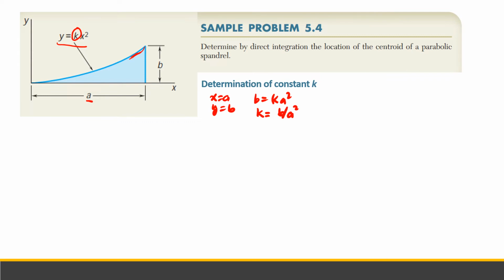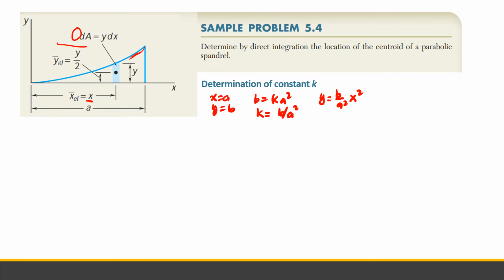Okay, so pag isa-substitute natin yung k doon sa equation, so magiging y is equals to b over a squared x squared. So yan yung equation natin. Okay, so meron na tayong value ng k and yung y natin is in terms of a, b, x na. So we'll now determine the centroid by direct integration. So we'll first try to solve it via vertical differential element.